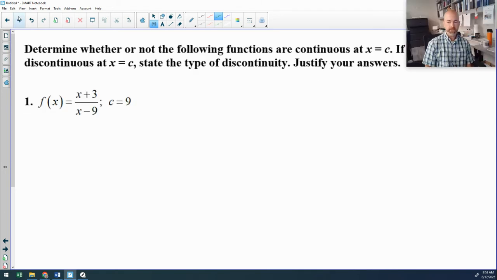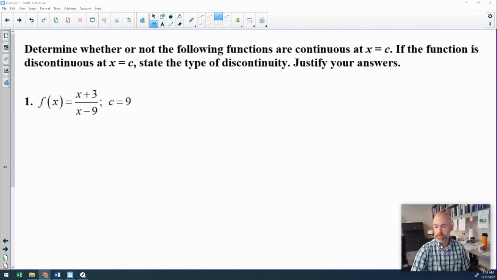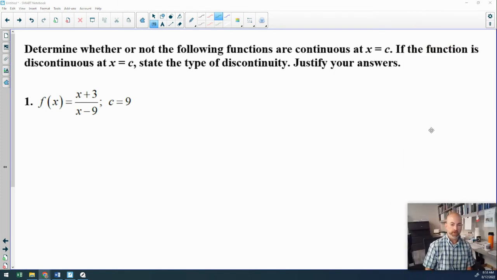So let's put this in practice. We're going to determine whether or not the following functions are continuous at the given value of c. And if they are discontinuous, we need to state the type of discontinuity. The first one's going to be really easy. We just have a rational expression here. Let's start by just trying to plug in 9.